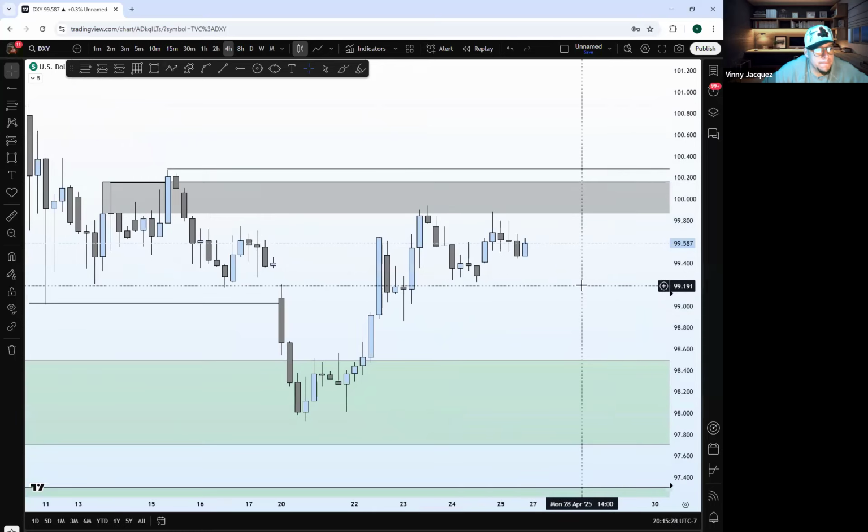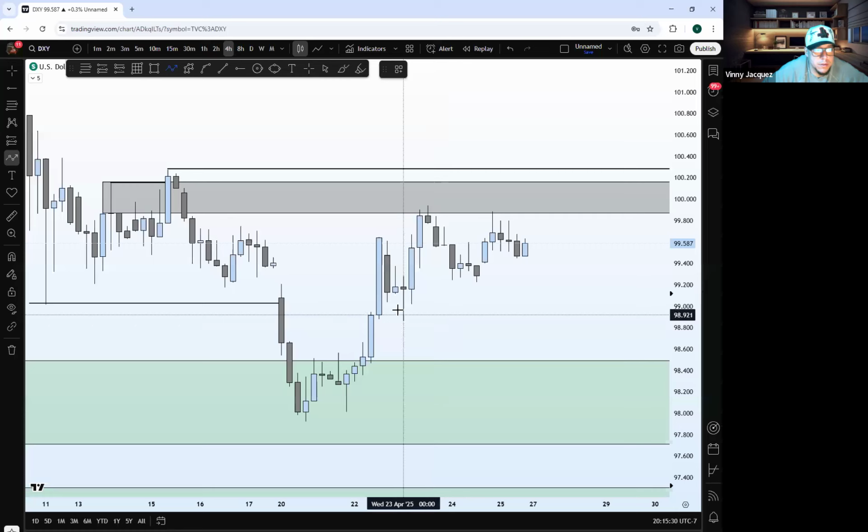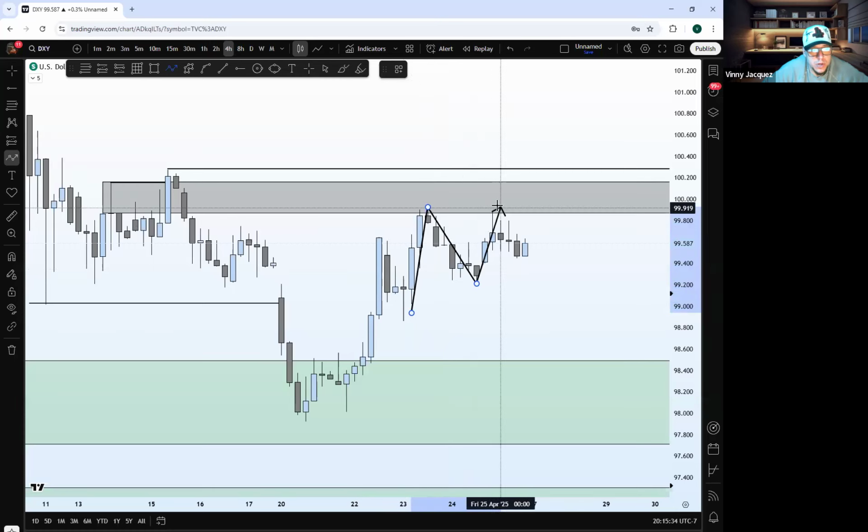But again, notice, what do we see here? Market tapped into it once. Market tapped into it twice. What would this be considered?